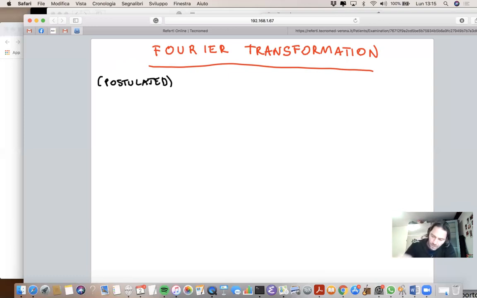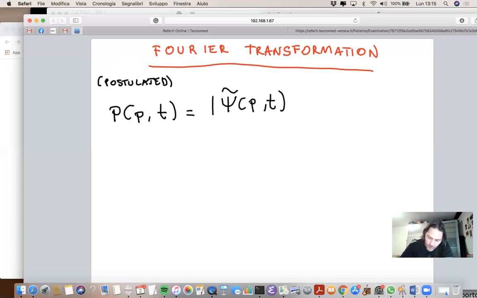And basically, what this is saying is that the probability of finding the particle with momentum p at time t is given by the square modulus of a new object, which is the equivalent of the wave function in position space, but now in momentum space.